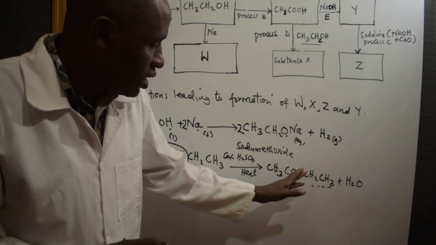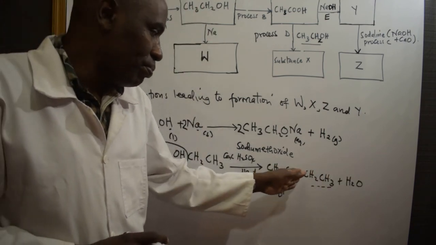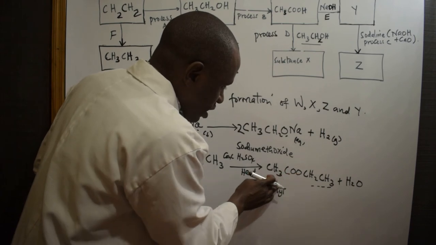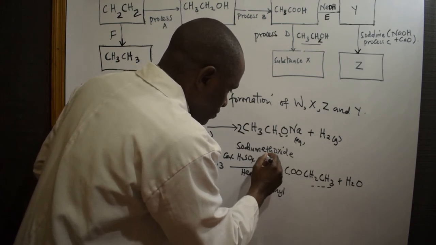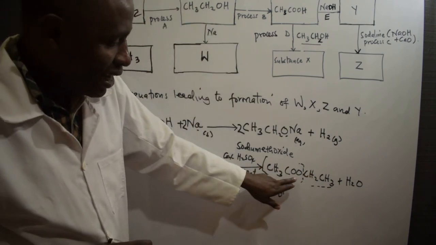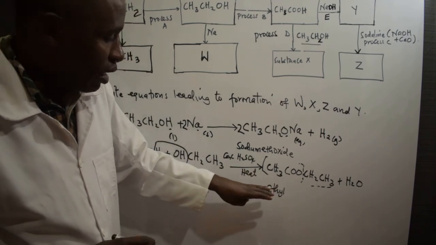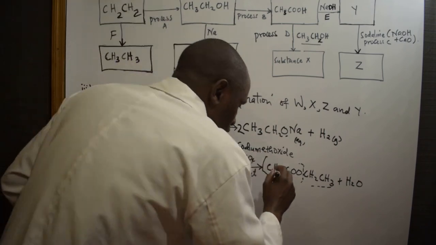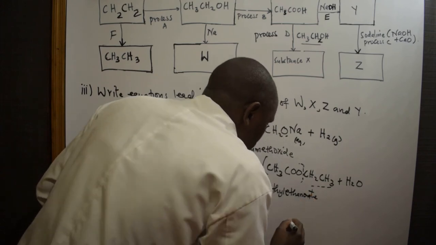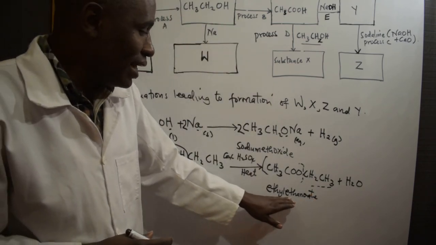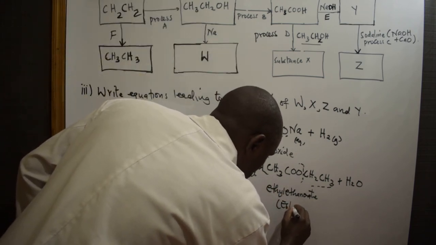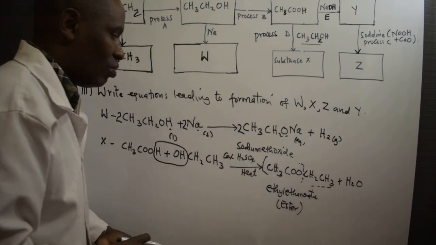From the acid, when you remove the replaceable hydrogen, the ion here is an alkanoate. Remember we have two carbons, and therefore I'm going to call it ethanoate. So we call it ethyl ethanoate. And this one falls under what we call esters.